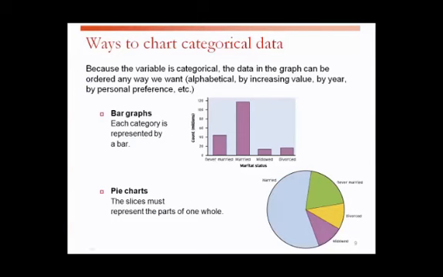Okay, so let's take a look at the ways we can plot categorical data. Very important. We are plotting categorical data. First, categorical data is plotted with a bar graph. In a bar graph, the categories are plotted on the x-axis, the frequency on the y-axis. The categories on the x-axis, the frequency on the y-axis.